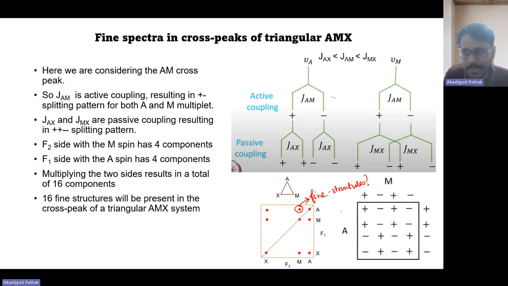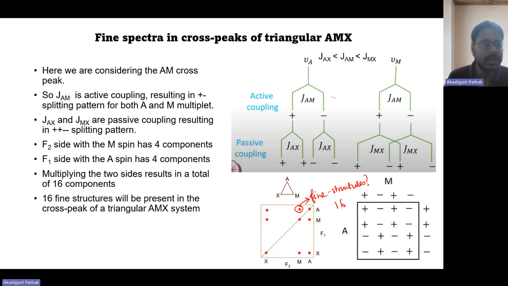So for M you write plus minus plus minus plus minus plus minus, and then you simply multiply it. Plus plus will give you plus, plus minus minus, plus plus plus, plus minus minus, then plus plus plus here. You simply multiply, and in this way you can get how many fine structures you are getting in this AM cross peak. You are getting 16 fine structures or 16 components.